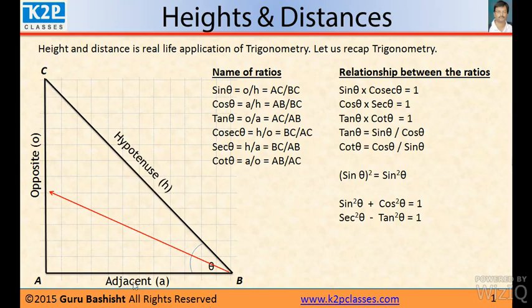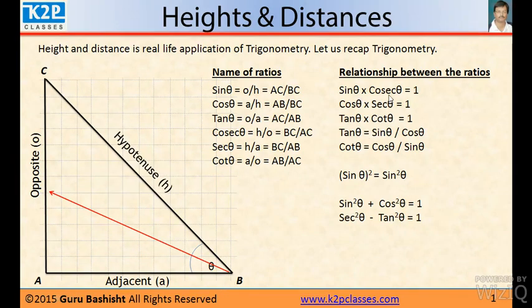Consider ABC as a right angle triangle whose angle A is a right angle, and angle B is theta. If we consider this angle, then AC is called the opposite side and AB is adjacent, also called base, and this is also called height. So sine theta is opposite by hypotenuse, AC by BC. Cos theta is adjacent by hypotenuse. Tan theta is opposite by adjacent.